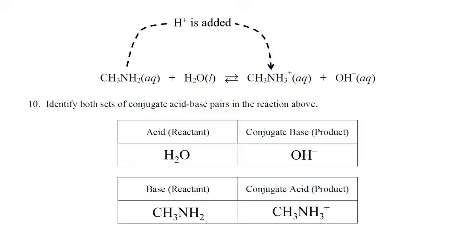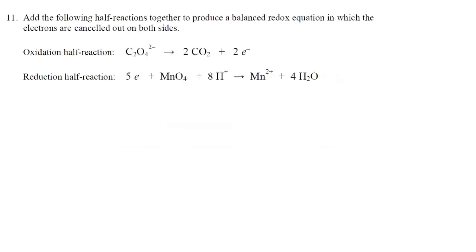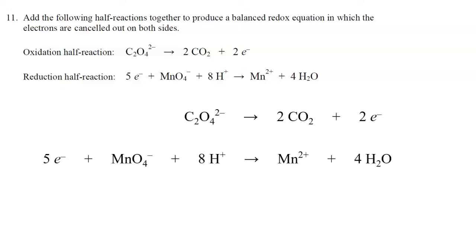All right, moving on to question 11. It says, add the following half reactions together to produce a balanced redox equation in which the electrons are canceled out on both sides. So we have an oxidation half reaction involving the loss of 2 electrons, and we have a reduction half reaction involving the gain of 5 electrons. So the least common multiple of 2 and 5 is 10. So we can do whatever it takes to get the electrons to be canceled out on both sides.